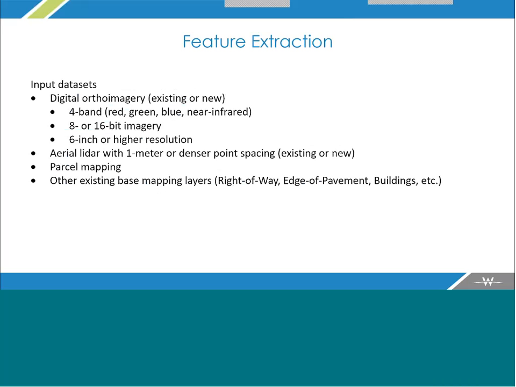6-inch or high resolution is preferred. And also, if you have LiDAR data, that is also a great thing, and we'll talk about why LiDAR is important in a minute. 1 meter or denser point spacing is desirable. And of course, as we mentioned before, you're going to need parcel mapping if you want to constrain your delineation within parcel areas, as well as any existing base mapping layers that you may have, such as right-of-way, edge of pavements, and buildings.